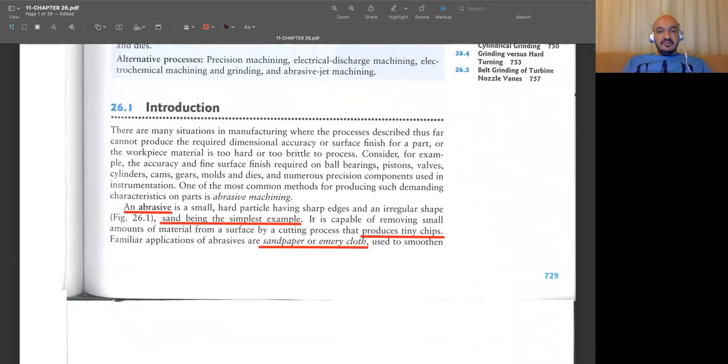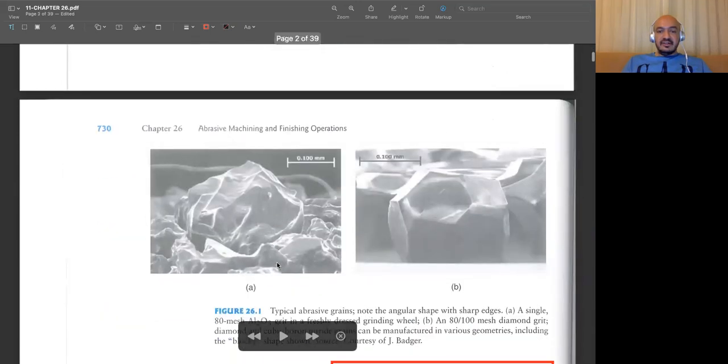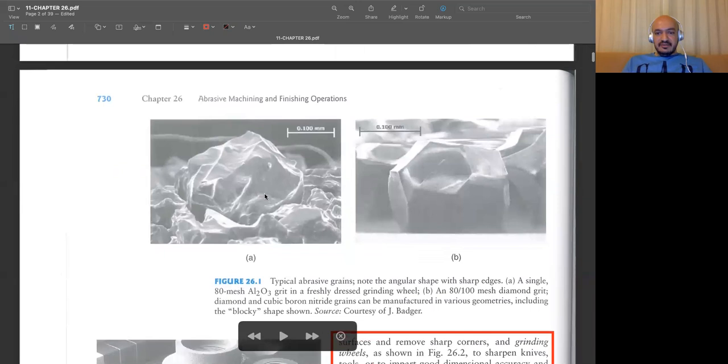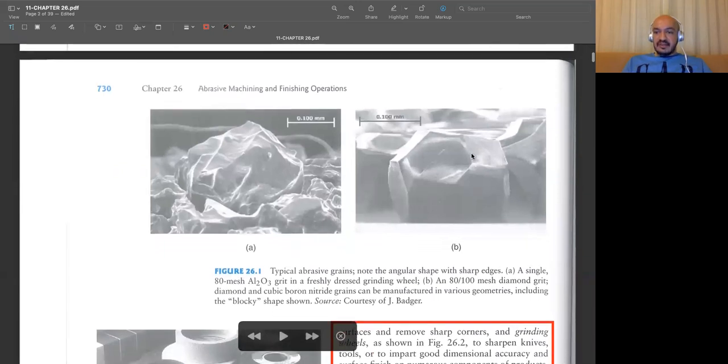And let's start from an abrasive. What is an abrasive? Actually, abrasives are very little particles. You see two examples here. The first one is made of aluminum oxide, and the other one is a diamond example. Diamond has, as you see, much better surfaces, a bit more regular than the aluminum oxide. But the thing is that they are quite small. And as you see here, their sizes are usually around 100 micrometers.